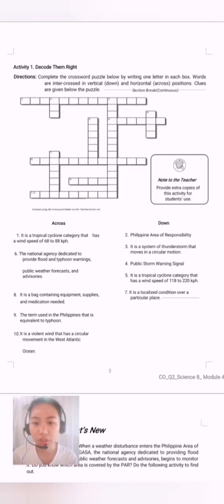Next, number 9 is still across. The term used in the Philippines that is equivalent to typhoon. What do we call typhoon here in the Philippines? Very good. The answer for number 9 is bagyo. It is the Tagalog term for typhoon. Next is number 10. It is a violent wind that has a circular movement in the West Atlantic Ocean. Number 10 across. It starts with letter H. So the answer is hurricane. Very good.